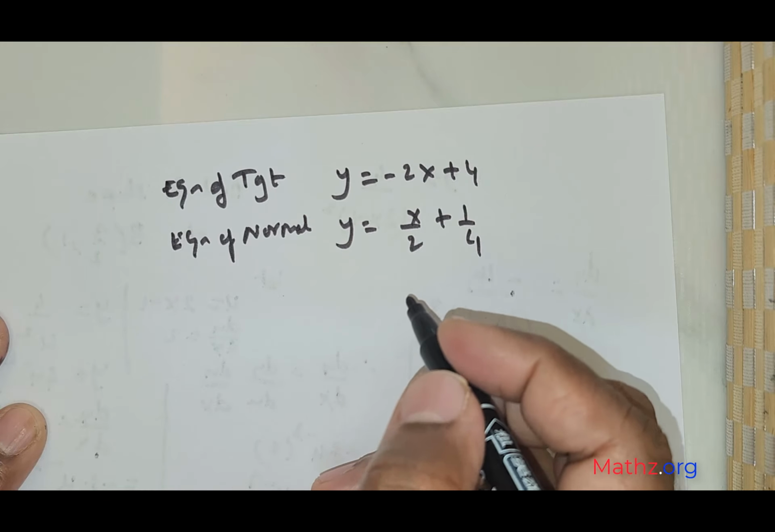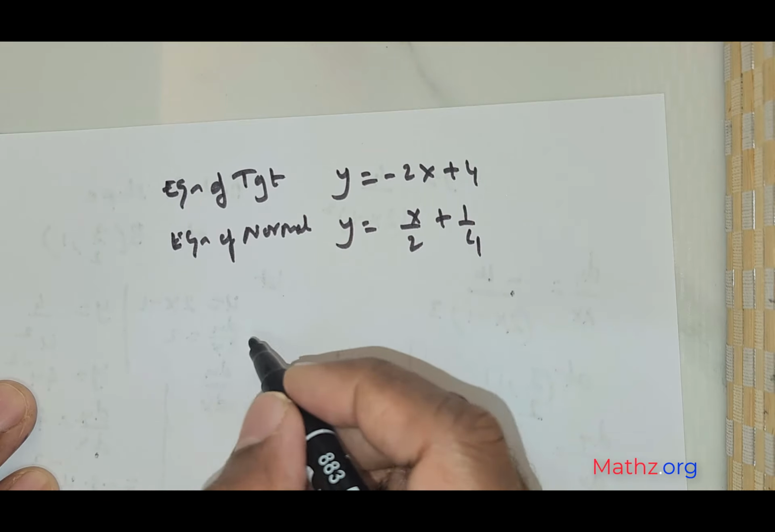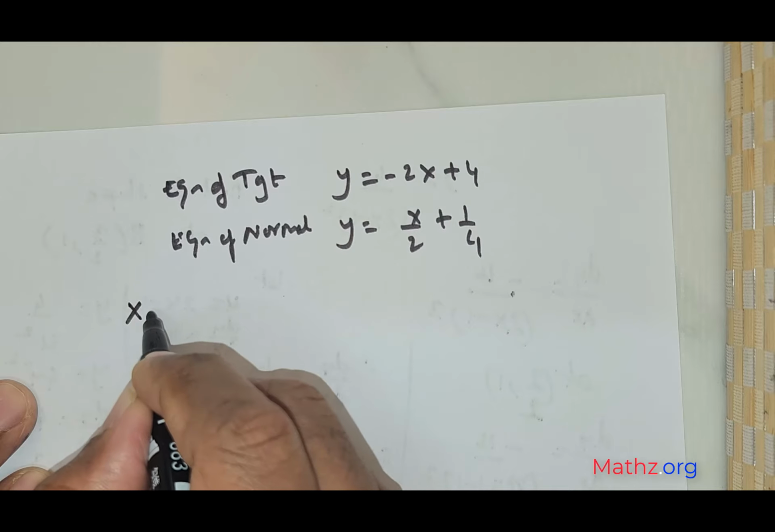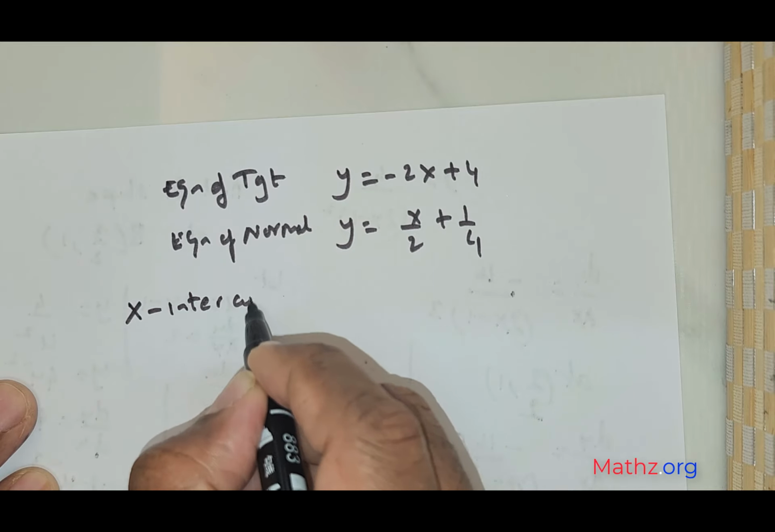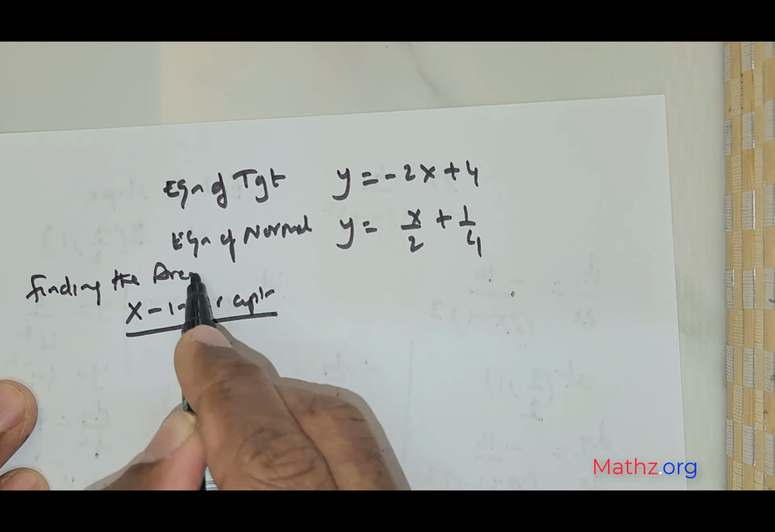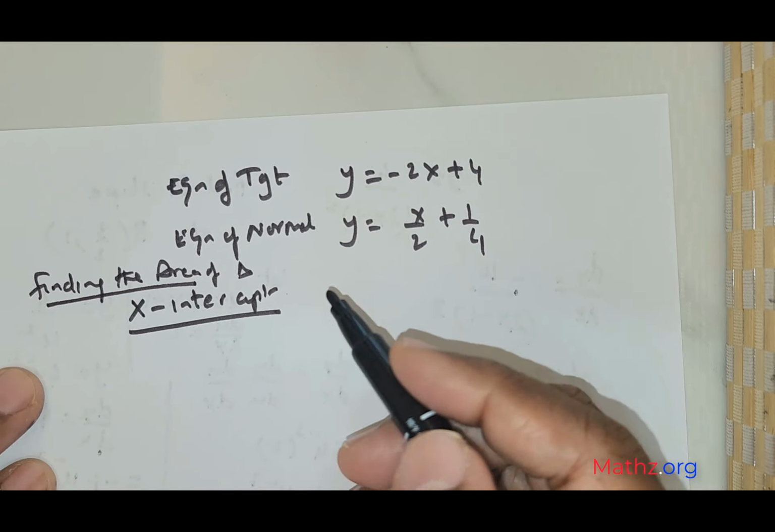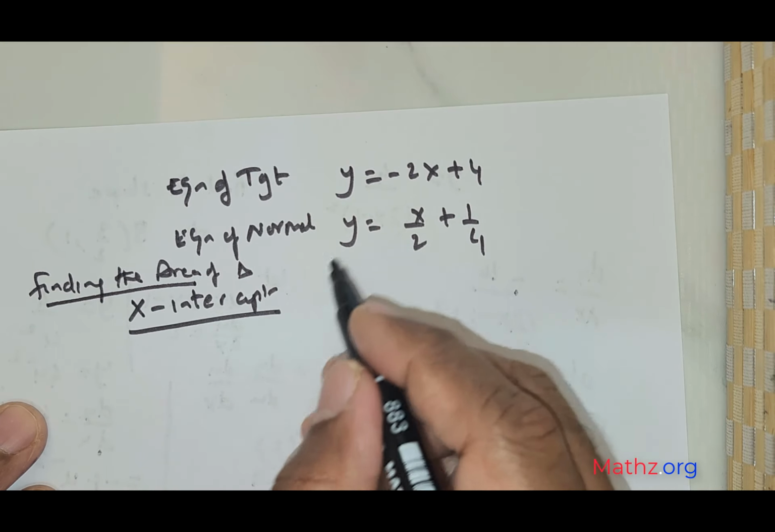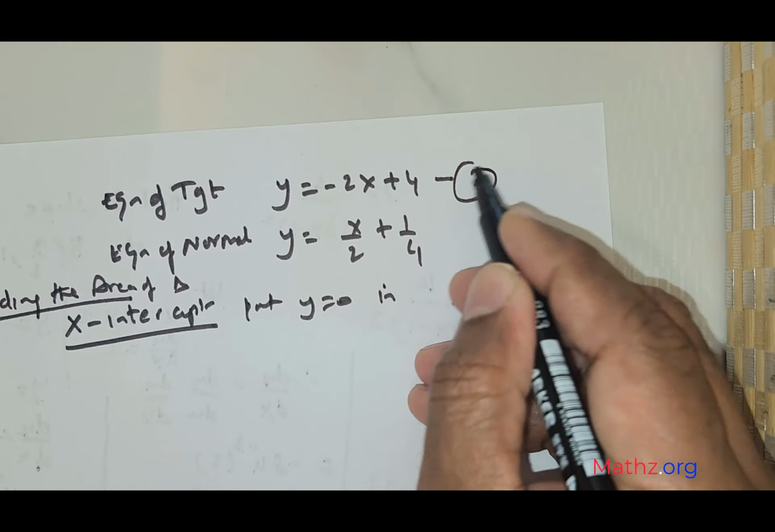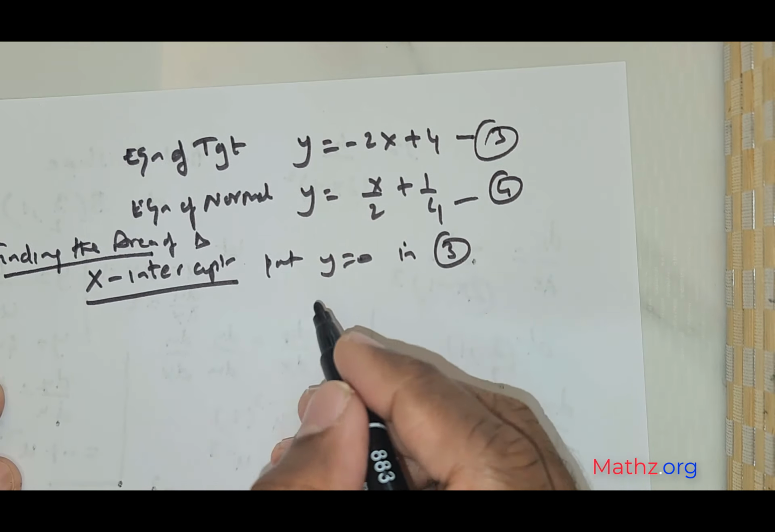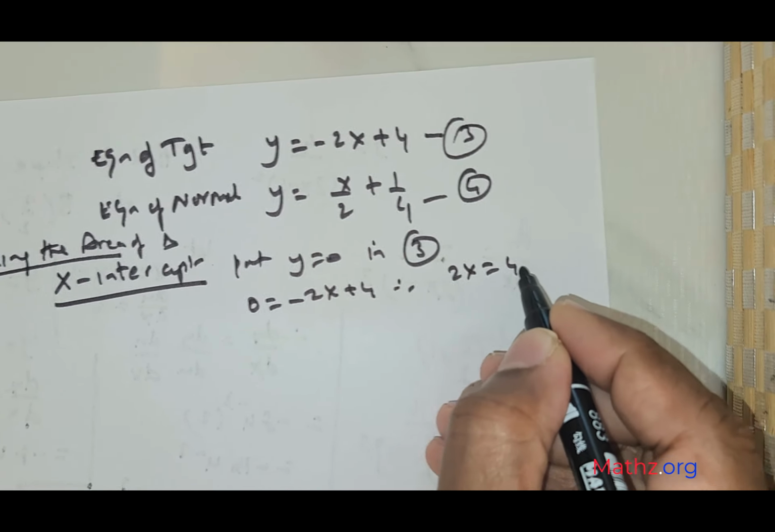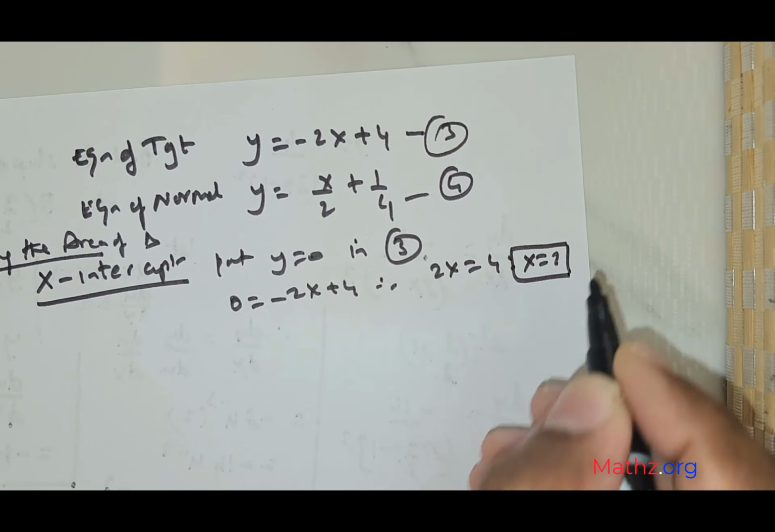Now we need to get the area of the triangle. For that the following steps have to be used. So foremost we get the x-intercept. This is for finding the area of the triangle created. So to get the x-intercept, put y equal to 0. I'm going to take these as equations 3 and 4. Put y equal to 0 in 3. So you get 0 is equal to negative 2x + 4. Therefore 2x is equal to 4, which means x is equal to 2.